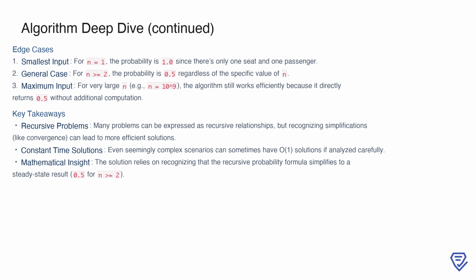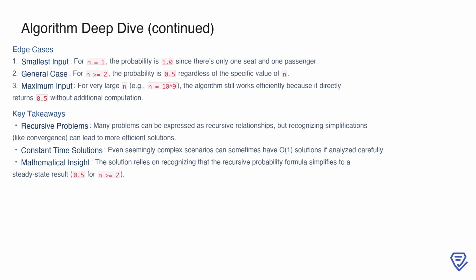For the smallest input, n equals 1, the probability is clearly 1.0 since there's only one passenger in one seat. For any n greater than or equal to 2, the probability is always 0.5, regardless of how large n becomes. Even for extremely large inputs, such as n equal to a billion, the algorithm remains efficient because it immediately returns 0.5 without performing extra calculations.